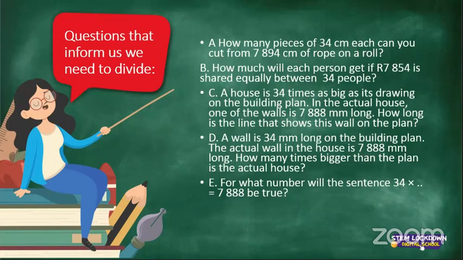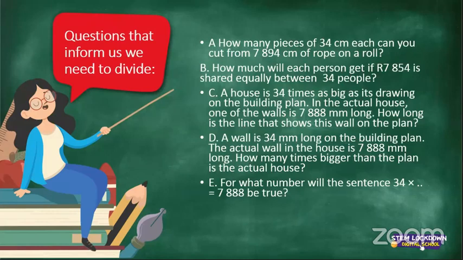Okay, so let's look at the second one. How much will each person get if 7,854 rand is shared equally between 34 people? You see it's the same numbers, but now the question is different. We were using centimeters, but now we're using rands. And the question says, how much will each person get if 7,854 rand is shared equally between 34 people? So for you to be able to get the exact amount that each person will get, you have to divide the 7,854 rand by 34 people, and you will know how much each person will get.